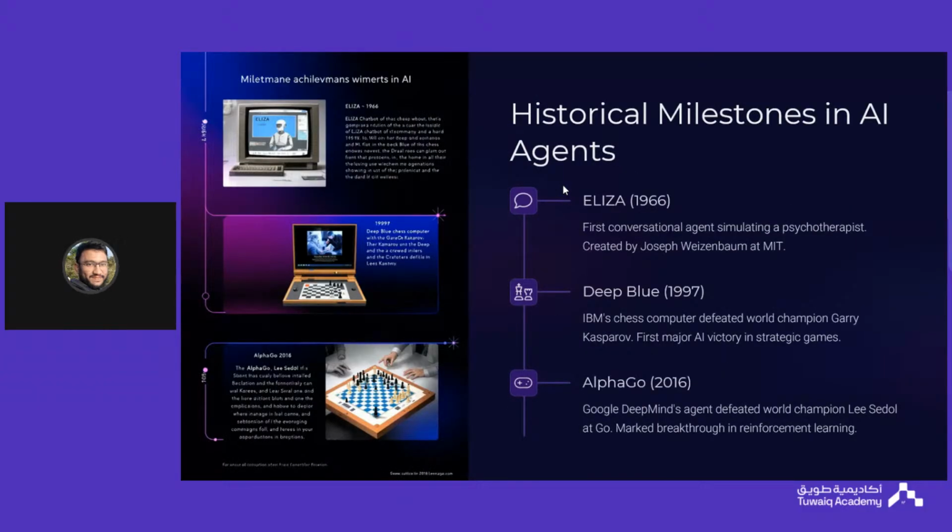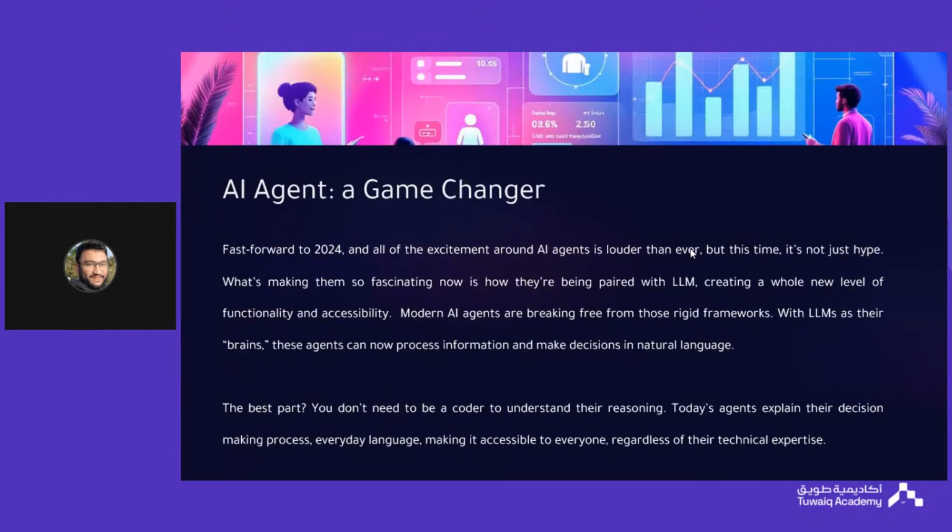Then coming to the history, we are going to the future, but we need to remember where exactly AI agents have come from. A long time back, ELIZA in 1966 was the first conversational agent, simulating a psychotherapist, created by Joseph Weizenbaum at MIT. Then we have Deep Blue and AlphaGo. We'll go to the future and learn a bit more about AI agents, what exactly an AI agent is and how it's a game changer.